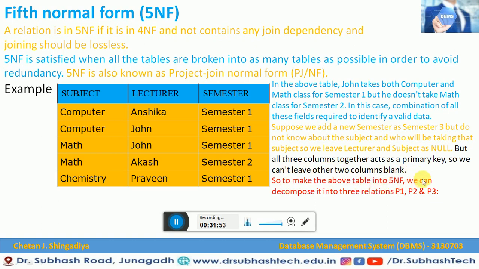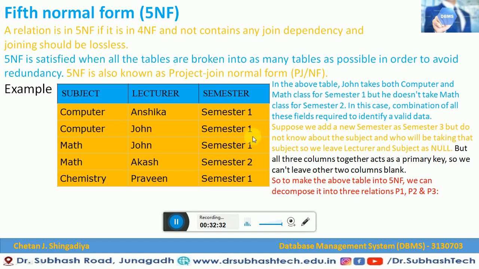So to make the above table into 5NF, we have to decompose this table into three tables, that is P1, P2 and P3. I hope you got the problem. Here you can see John takes both computer and math class for semester 1, but does not take math for semester 2. In this case, the combination of all these fields is required to identify the valid data. Suppose we add a new semester 3, but do not specify the subject and who will be taking that subject, so that will be treated as null, and that is the problem of fifth normal form, and we have to solve it with the help of decomposition of the table.